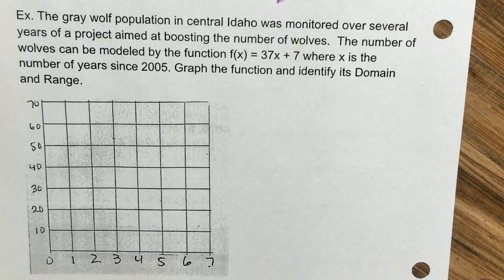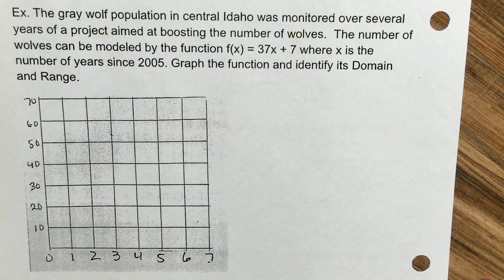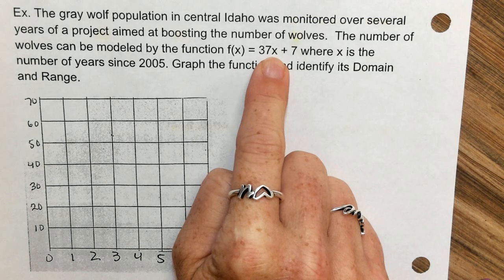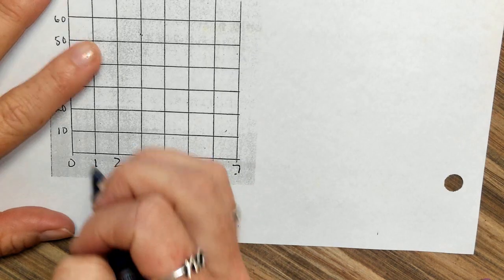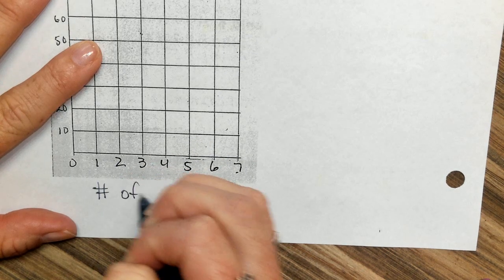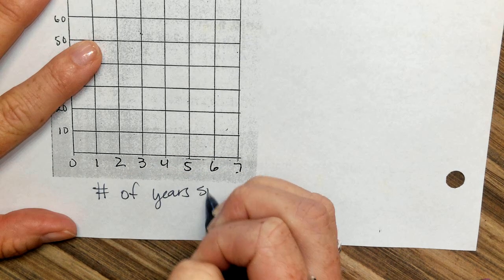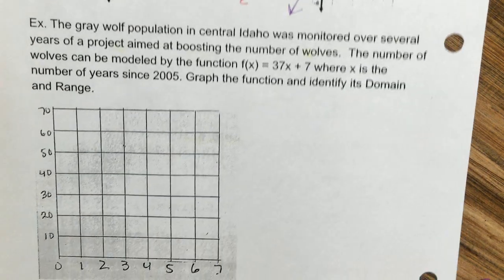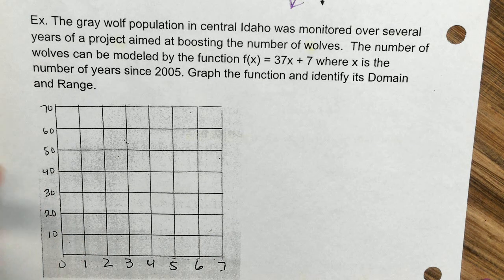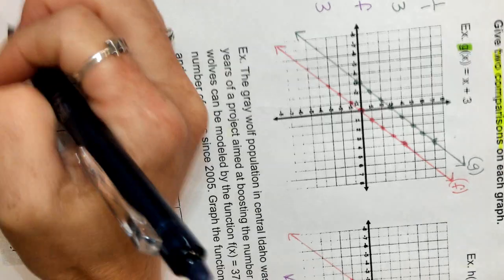Let's do a word problem. The gray wolf population in central Idaho was monitored over several years of a project aimed at boosting the number of wolves. The number of wolves can be modeled by this function, where x is the number of years since 2005. So go to the x-axis. What are we going to label it? Number of years since 2005. And then what are we going to name the y-axis? What is this function even showing? The number of wolves.